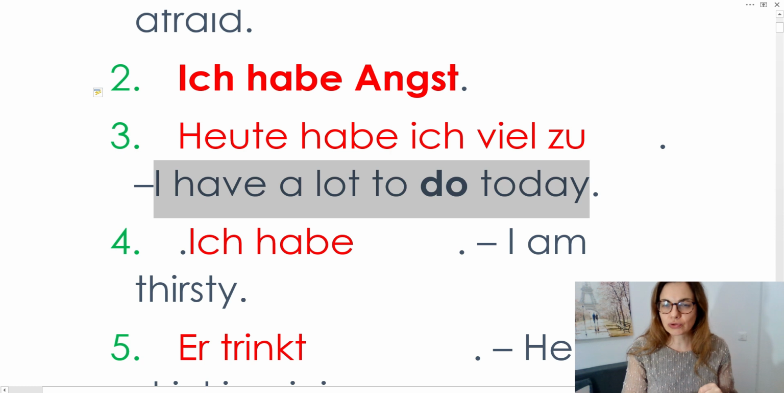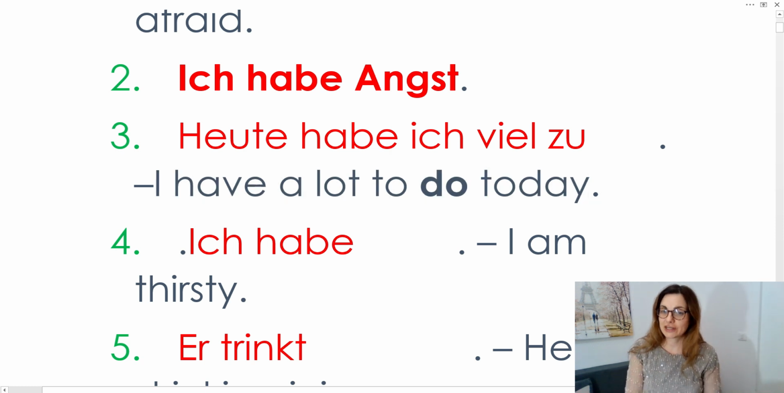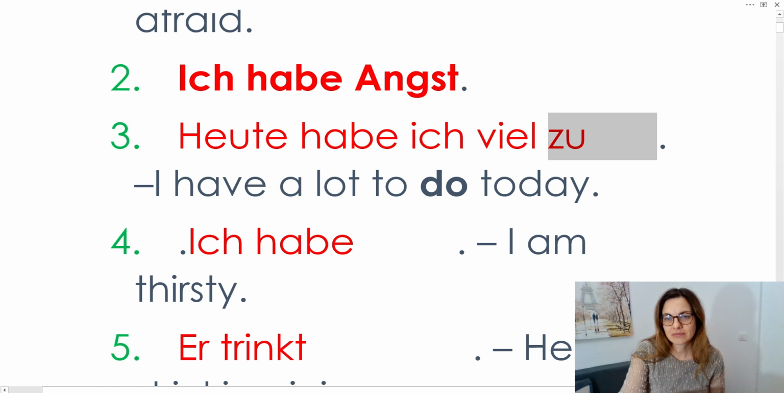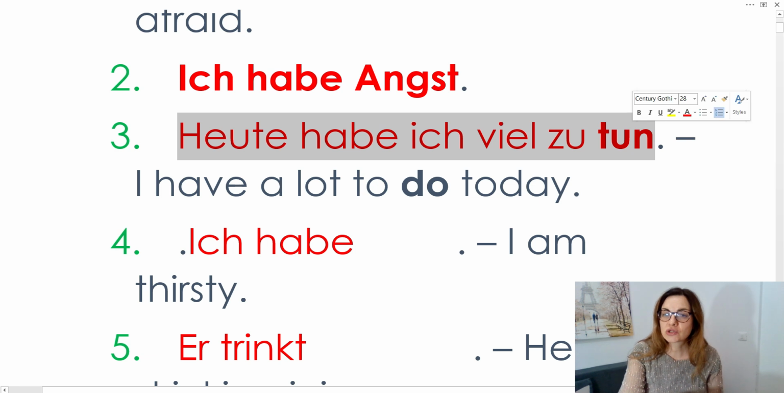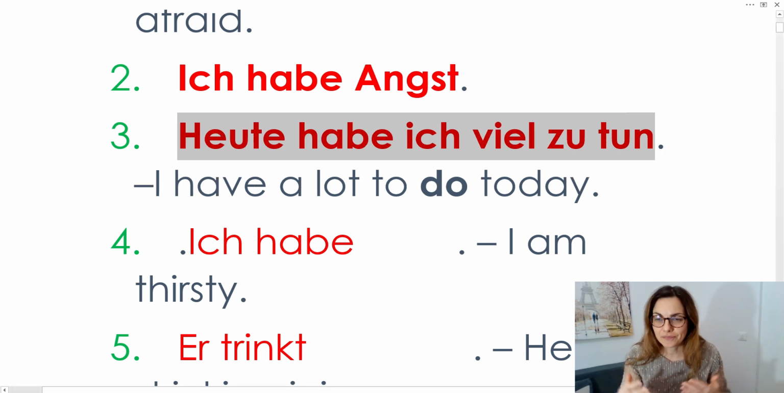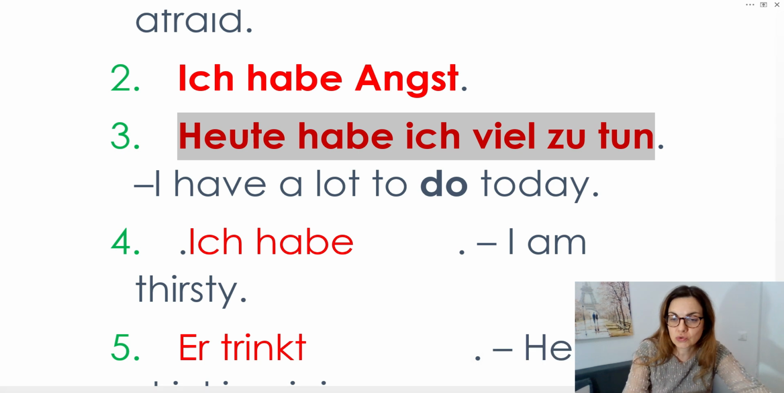I have a lot to do today. In German, heute habe ich viel zu what? In German, three letters. It starts with T. It's tun. Heute habe ich viel zu tun, you say when you are busy. So I have a lot to do today. I'm busy today. Ich bin beschäftigt. Ich habe viel zu tun.